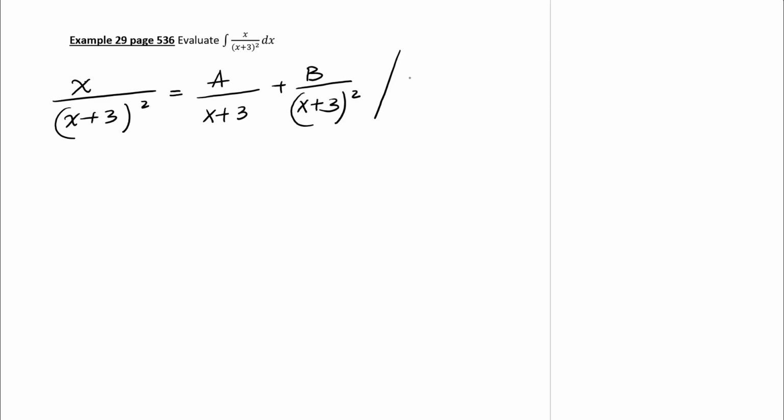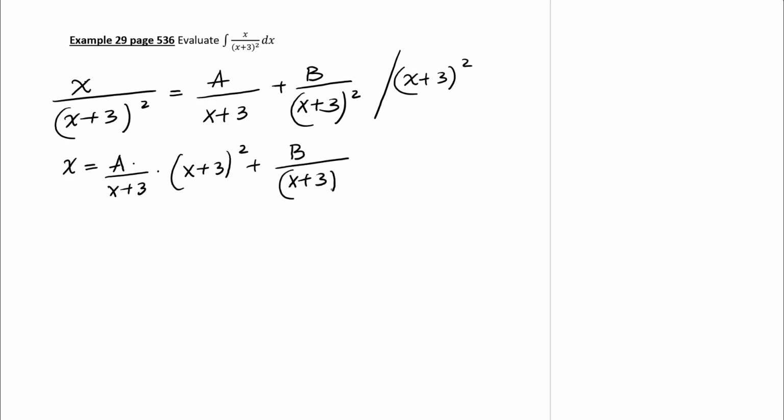We want to find A and B, so I'm going to multiply both sides by (x plus 3) squared. And we get x equals A times (x plus 3), maybe I should show all the work, plus B over (x plus 3) squared times (x plus 3) squared. The x plus 3 cancels with this and this with this. So we get x equals A times (x plus 3) plus B.